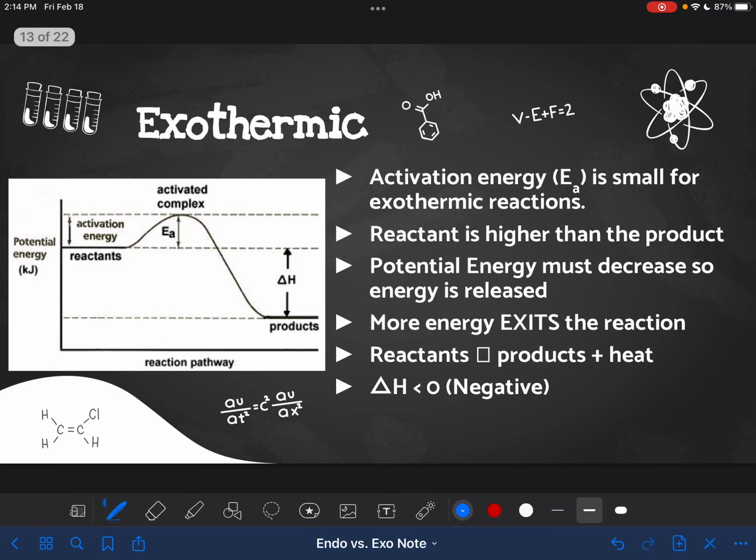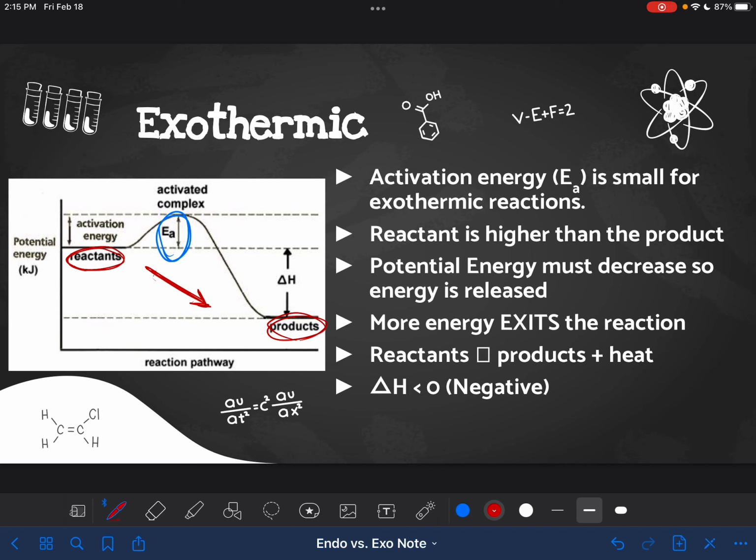Next, we have the exothermic reaction. The activation energy is small for an exothermic reaction, as you can see right here; it looks pretty small compared to our endothermic reaction. Now, the reactant is higher than the product. The potential energy must decrease, so the energy is released. If we think about a line, we can see there's a downslope, which means it will decrease. More energy exits the reaction.